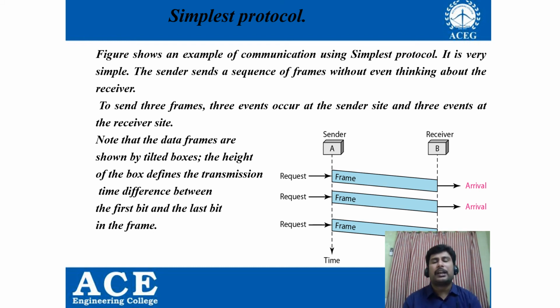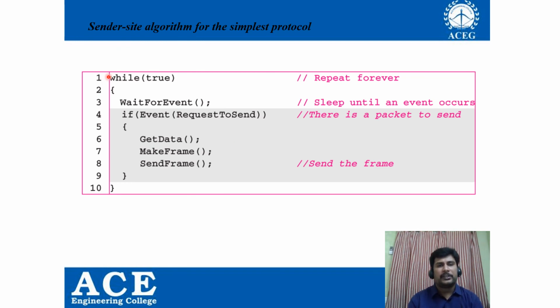Now let us look at an algorithm which explains how exactly the simplest protocol is implemented. First, we'll look at the algorithm at the sender side. Here, the data link layer will be waiting to receive the data from the network layer. So with while true, the data link layer is waiting for an event. What is the event we are talking about? It is the event of receiving data from the network layer, and until that happens, the data link layer will be in sleep mode.